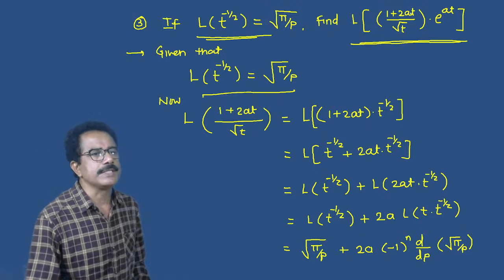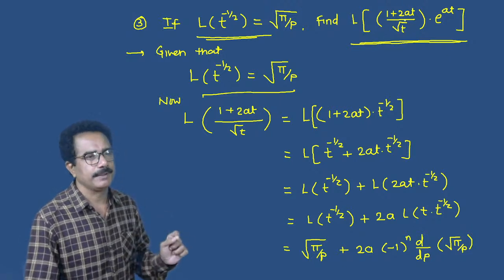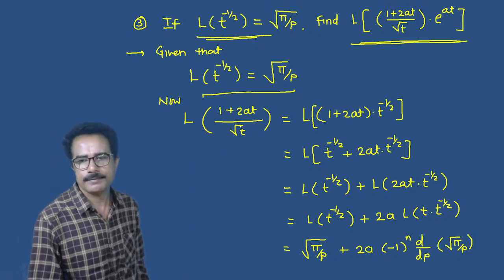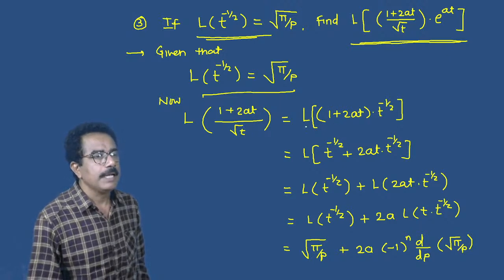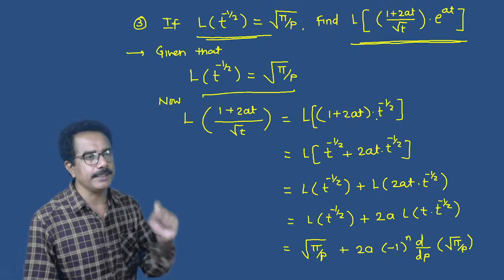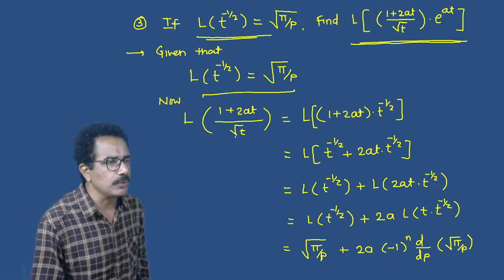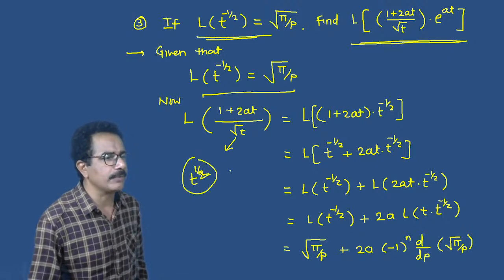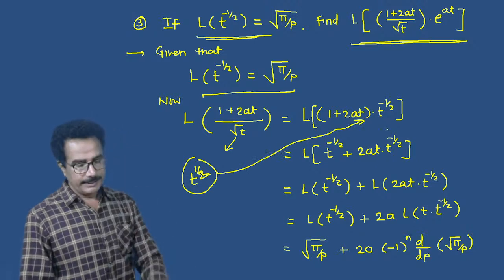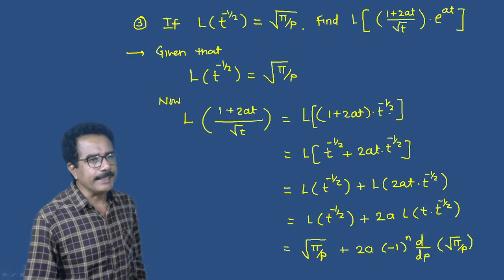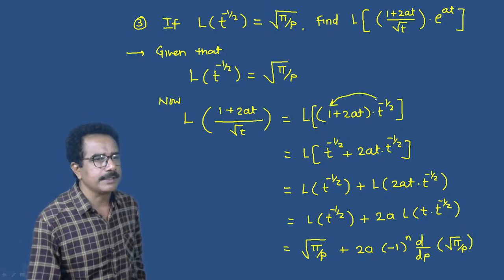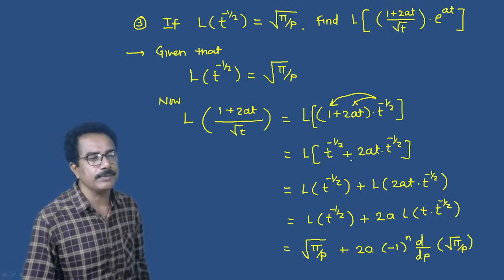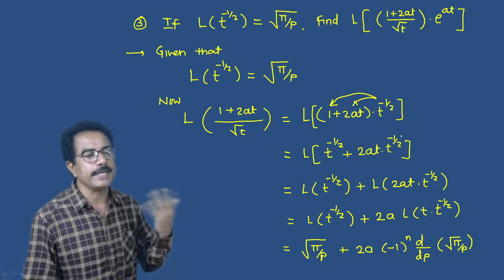Now first of all we have to consider this function as f of t. Suppose then Laplace transform of 1 plus 2at divided by root t is equal to Laplace transform of 1 plus 2at into t raised to minus 1 by 2. This root t we can write as t raised to 1 by 2, and in the numerator we can transfer it as t raised to minus 1 by 2. Now again multiply by t raised to minus 1 by 2. So Laplace transform of t raised to minus 1 by 2 plus 2at into t raised to 1 by 2.